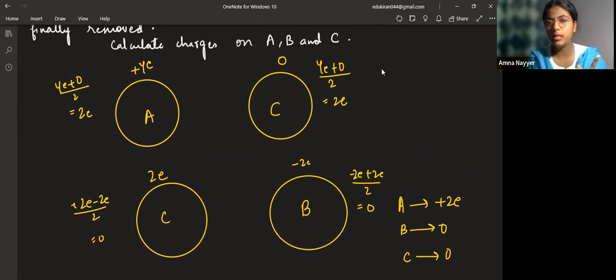Then I'll start with the last one, charging by induction. So the methods of charging will be done. It can come in your theoretical 3-marker questions in section C, where you have to write about all of these: charging by friction, conduction, induction. I'll start with induction.